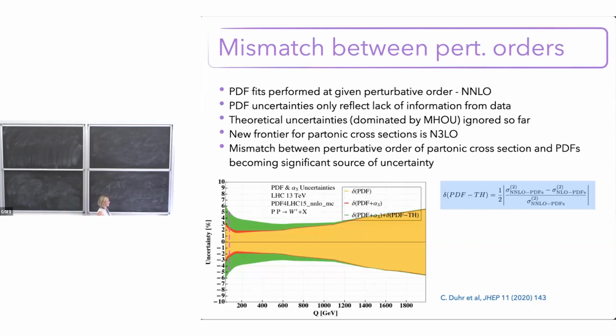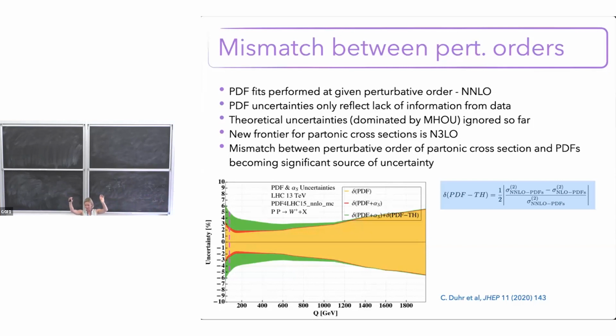So this is the paper I'm referring to. And now you can see that for the PDF uncertainty, they have to cook up some recipe, because they say, okay, on top of the band that you give us and we get from LHAPDF, we have to introduce a new band, which is the green one, which is the one that is due to the mismatch between the theoretical accuracy of your PDFs and the theoretical accuracy of the partonic cross-section.